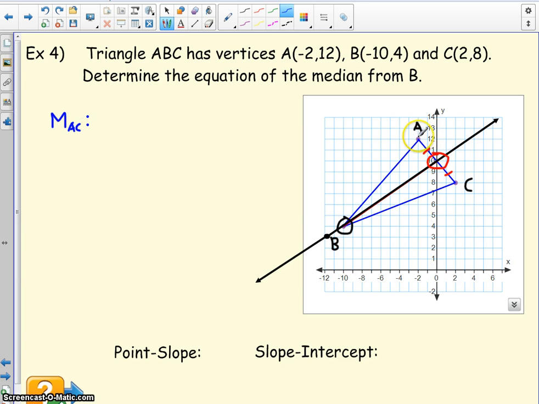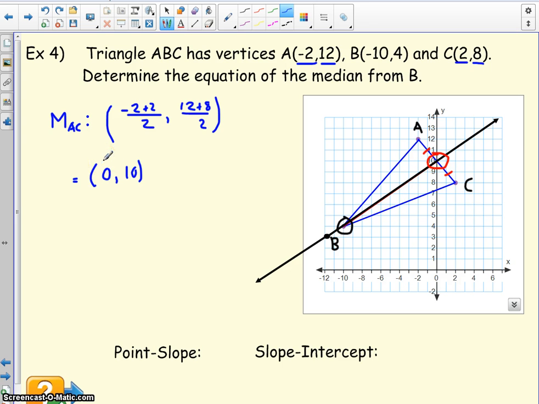So halfway between A and C, I'm going to get, again, (x1 + x2) divided by 2. So that's going to be (-2 + 2) divided by 2. For my y value, it will be (12 + 8) over 2. Okay, so that's going to give me a midpoint of -2 plus 2 is 0, 0 over 2 is still 0. 12 plus 8 is 20, divided by 2 is 10, which at least matches the graph.